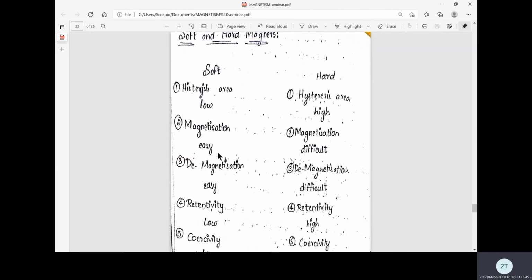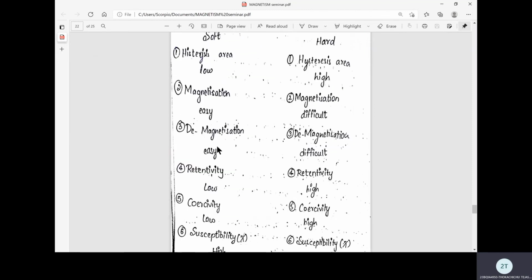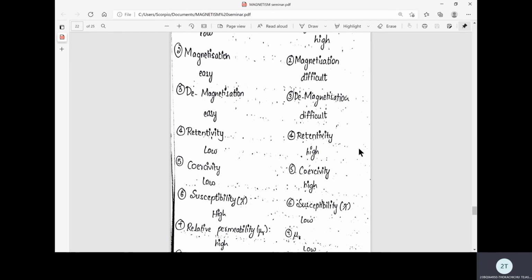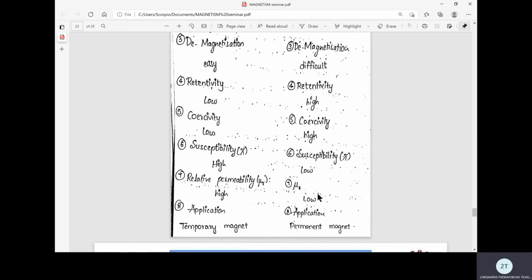And the magnetization here is easy and here is difficult, as we discussed before. Similarly, the case for demagnetization will be the same: easy, difficult. And retentivity and coercivity are both low for soft magnetic materials, and retentivity and coercivity are both high for hard magnetic materials.